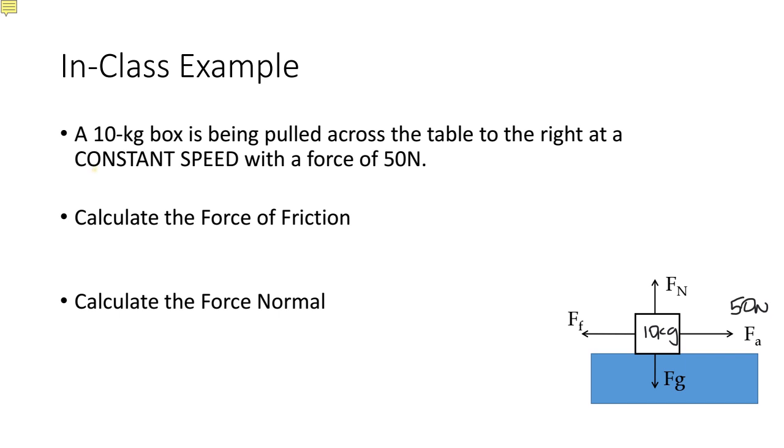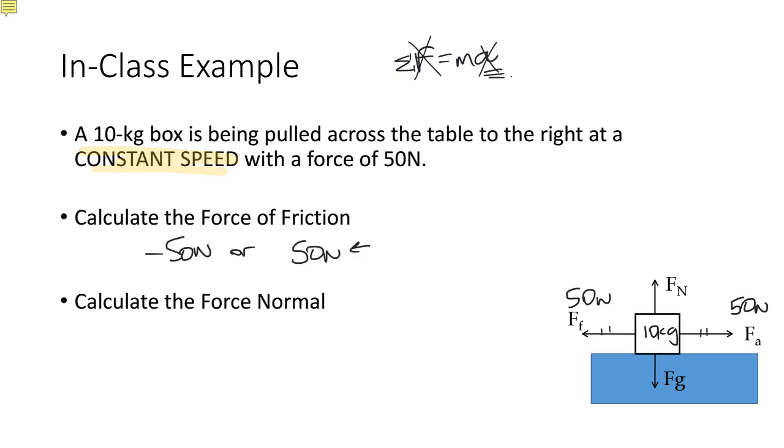The key to answering this is that it's moving here at a constant speed. So that means that all of our forces are canceling. Since force equals mass times acceleration, if there is no acceleration, there cannot be any net force, meaning that they all have to be equal. So if this is 50, that means that this force of friction also has to be 50 newtons. You can either write it as negative 50 newtons, or you can write it as 50 newtons to the left.